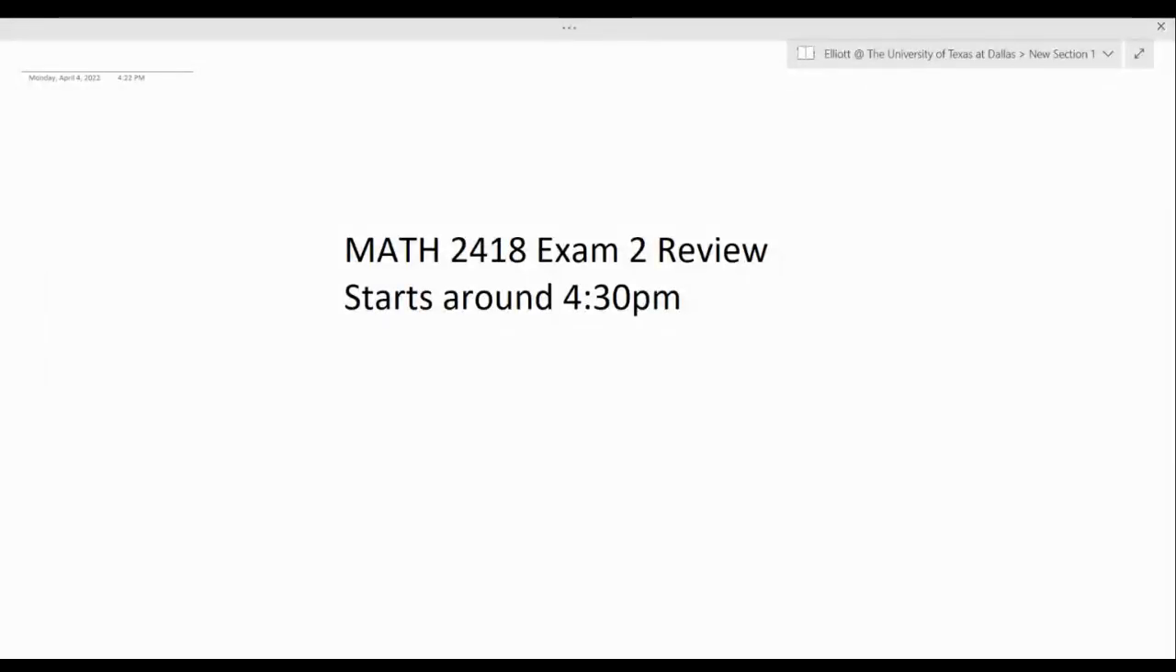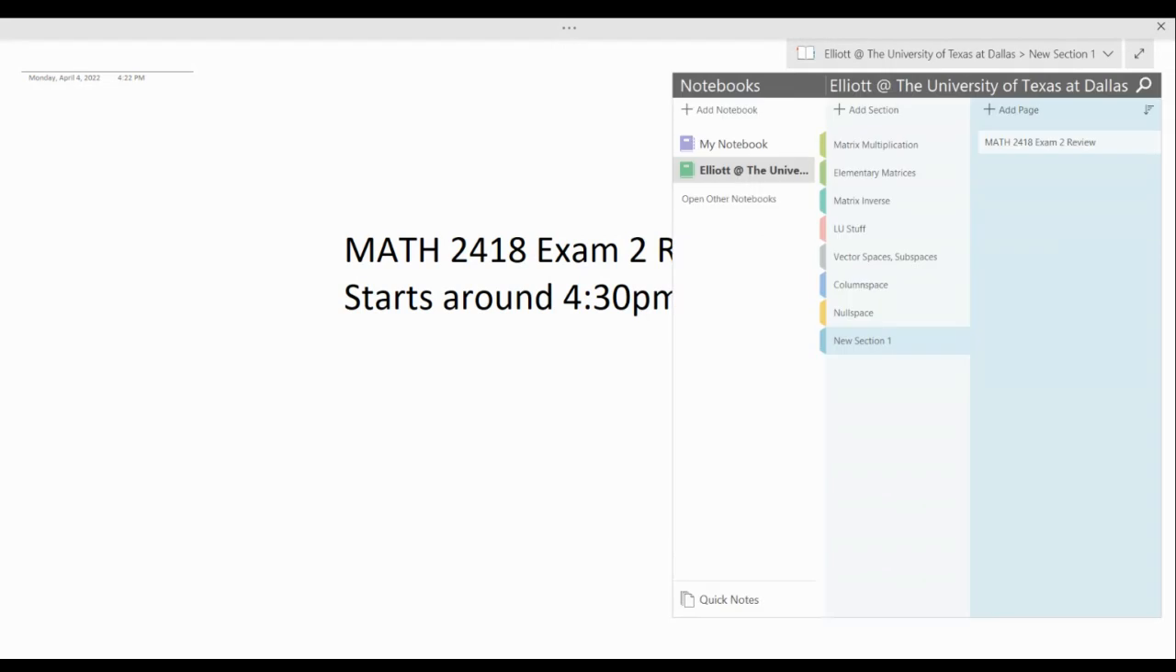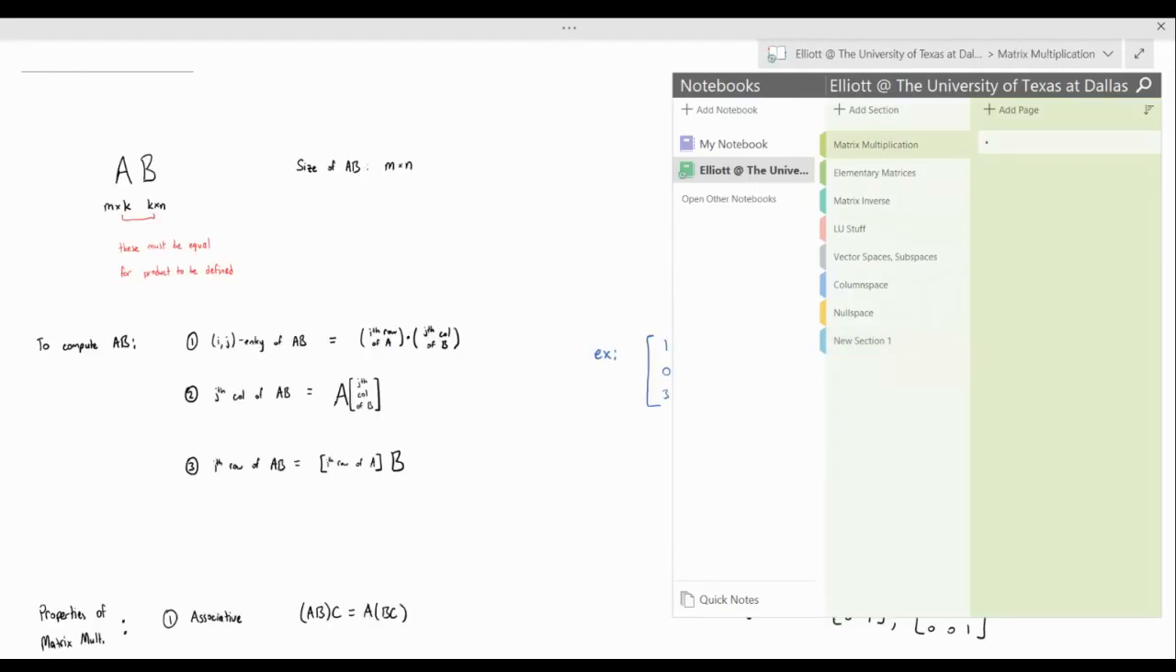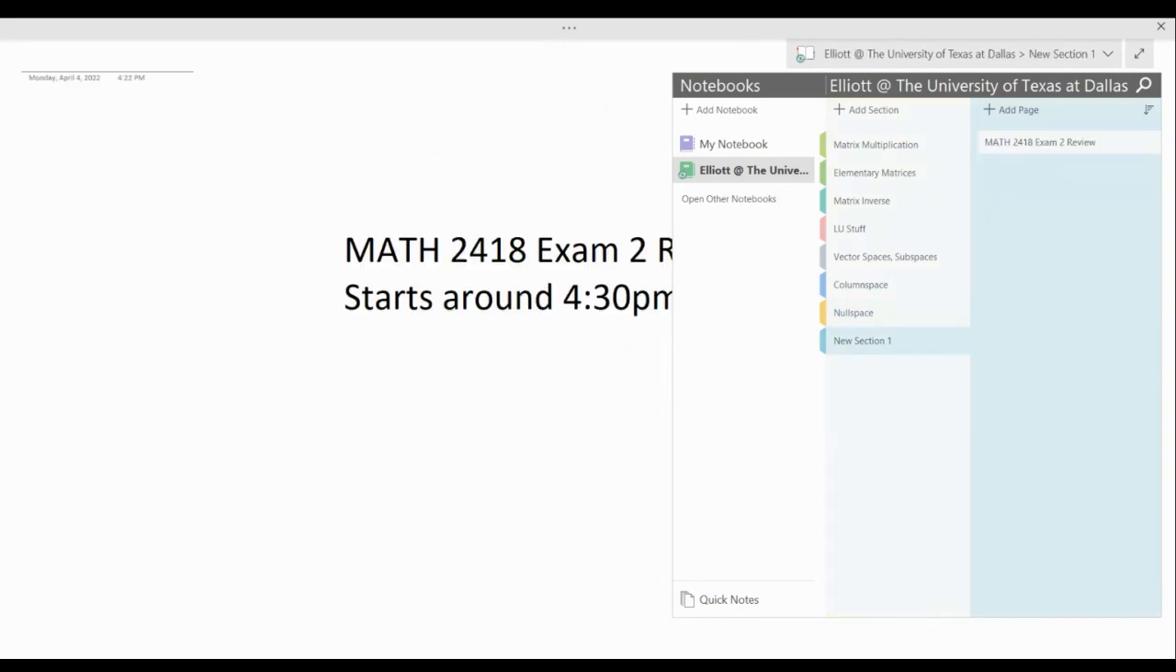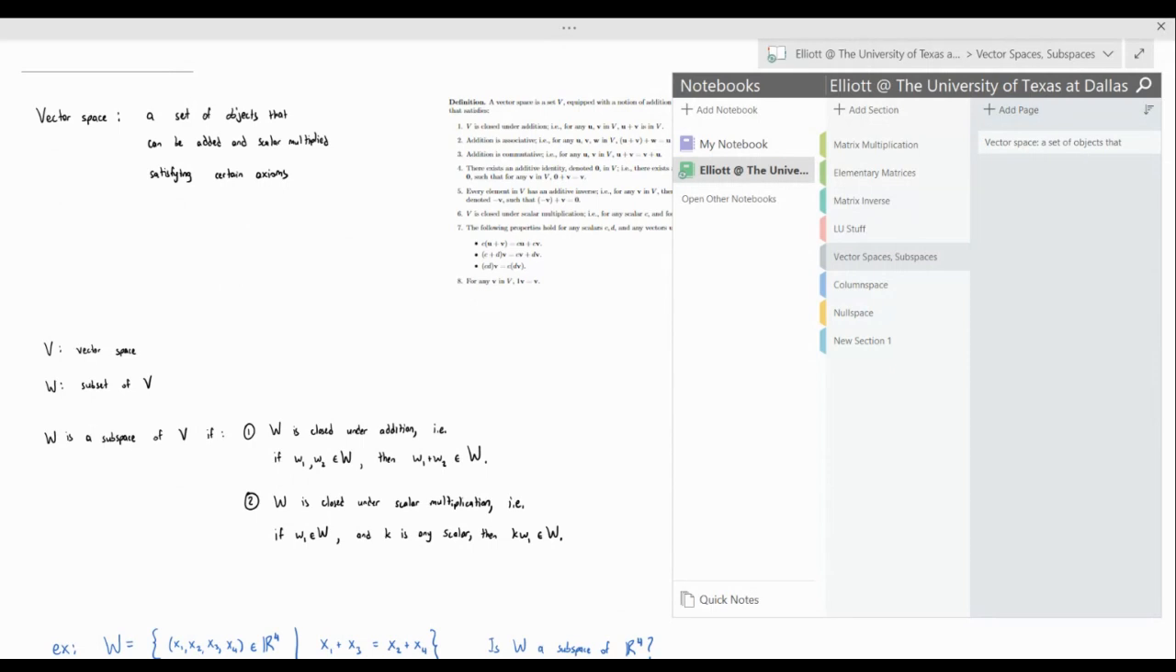With that said, I guess I can go ahead and get started. From what I saw, this exam is going to cover sections 2.4 to 3.4. So it looks like section 2.4 was on matrix multiplication. It looks like I'm actually missing a section. That's weird, but that's okay.